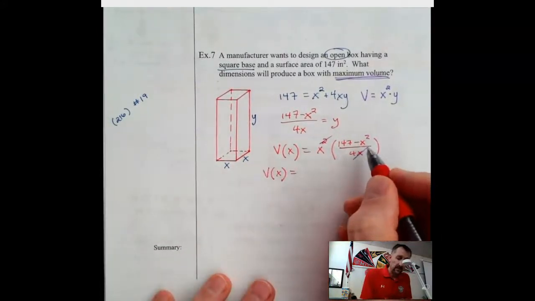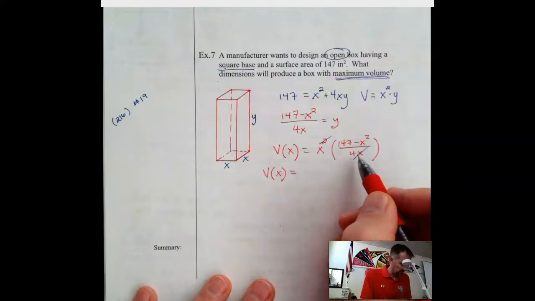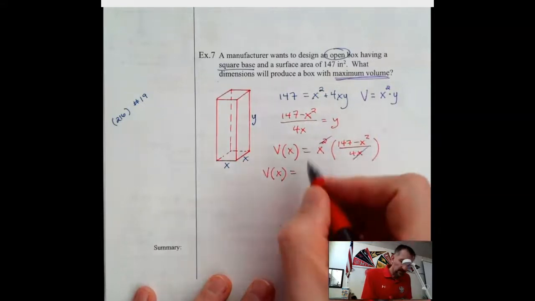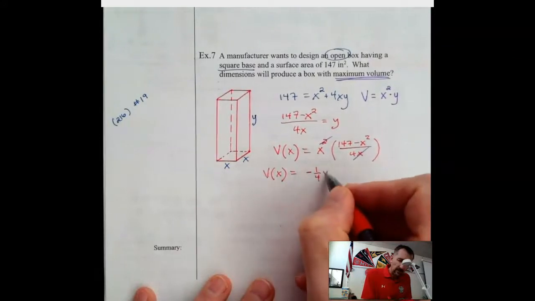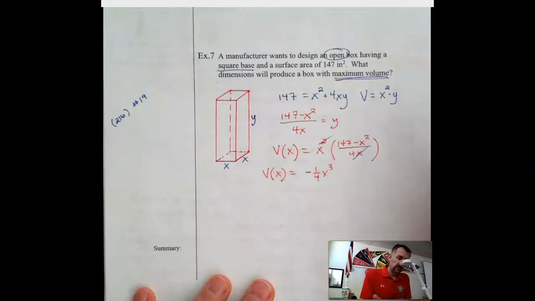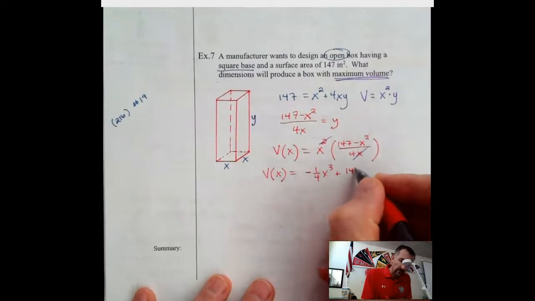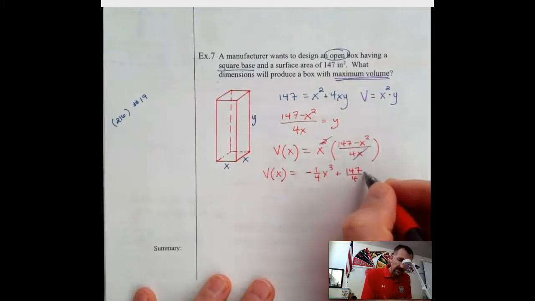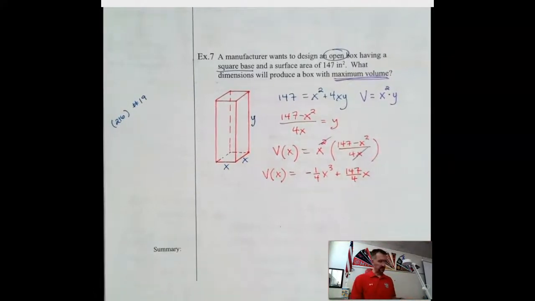let's see, let's do the higher one first. So that would be negative 1/4 x cubed, negative 1/4 x cubed, and then here this looks like it's going to be plus 147 over 4 x. I didn't need to flip-flop that. It might actually work better the other way around, but we'll see.